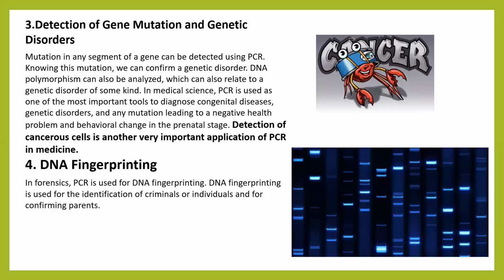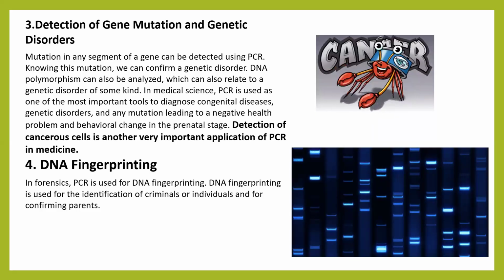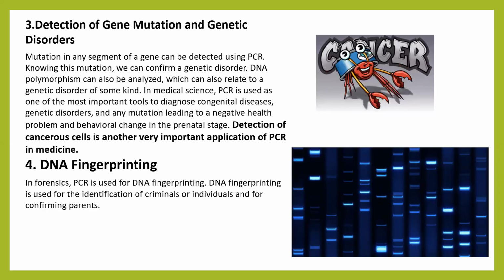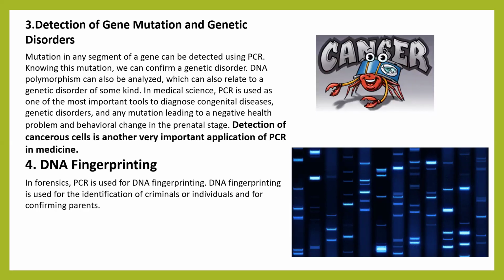So mutation in any segment of a gene can be detected using PCR. What is a mutation? Mutation occurs when there is a change in the sequence of DNA. Because of this, the mutation will occur. So mutation in any segment of a gene can be detected using PCR. Knowing this mutation, we can diagnose a genetic disorder. DNA polymorphism can also be analyzed, which can relate to genetic disorder of some kind.